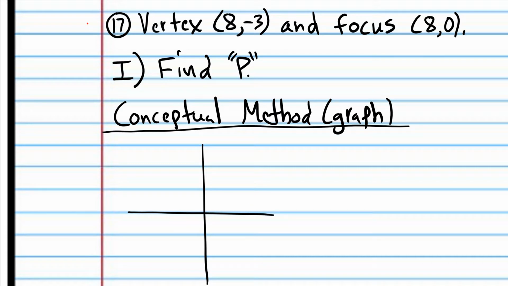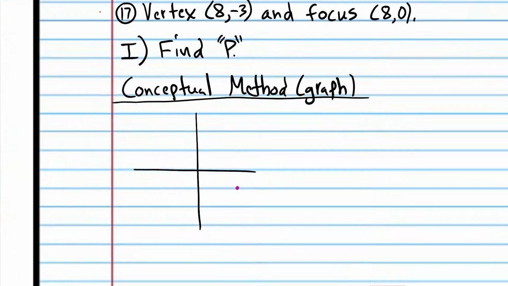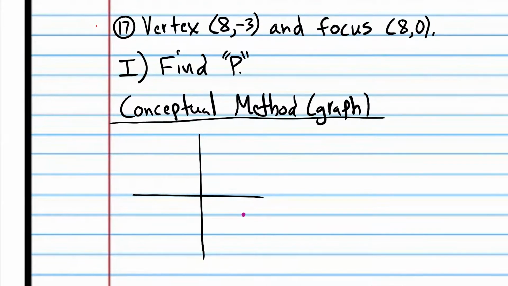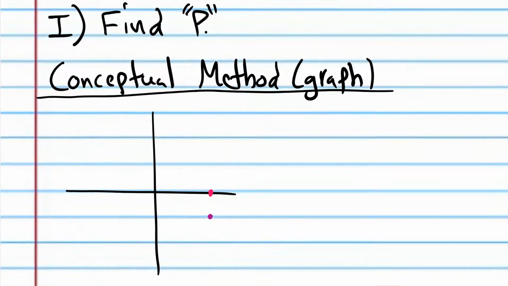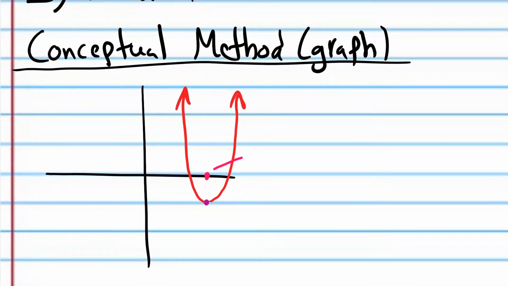So 8, -3, that would be maybe here, roughly. And the focus, I'm going to draw in pink, that's 8, 0, that would be about here. That means the directrix has to be down here. The parabola is always going to open towards the focus, so it might look something like that. Here we have 8, 0, and for the vertex we have 8, -3.